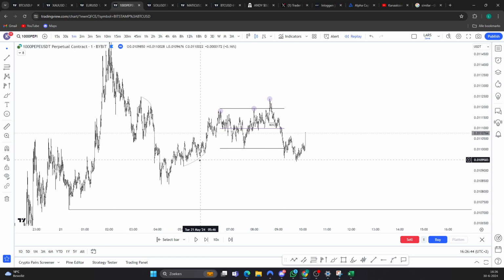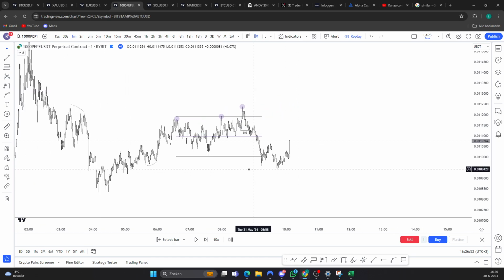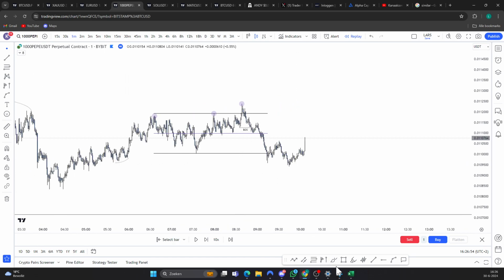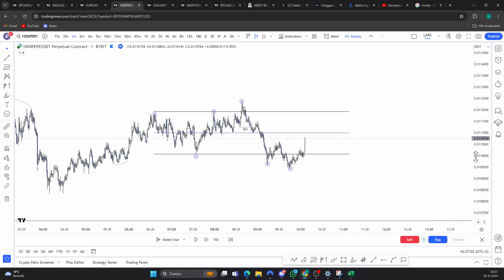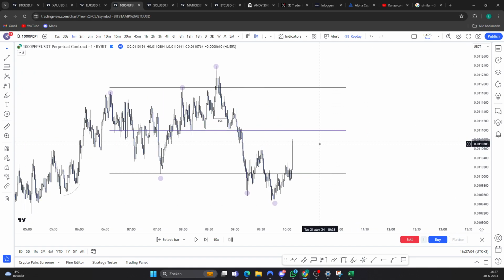Let's see what happens from here, because we took these lows. Could it be a 1? Could it be a 2? Could it be a 3? It could be. But it's very ugly so far. Very ugly so far, indeed.